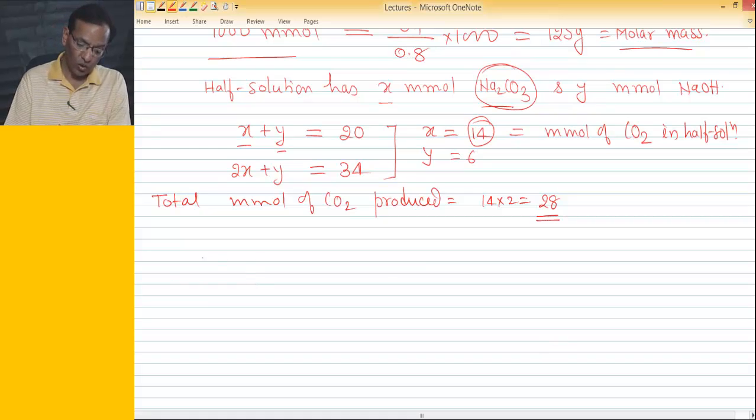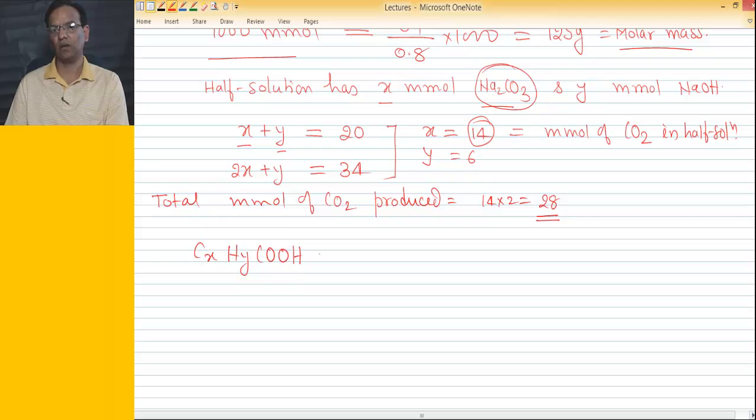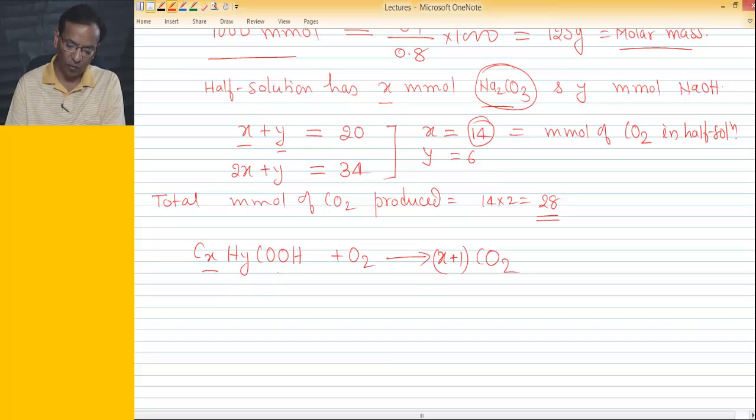Now let us assume the formula CXHYCOOH. This is the formula of the carboxylic acid. Upon oxidation, it will produce X plus 1 mole of CO2. Sorry, X plus 1, not X. Here we have X and 1 here. So X plus 1 mole of CO2.